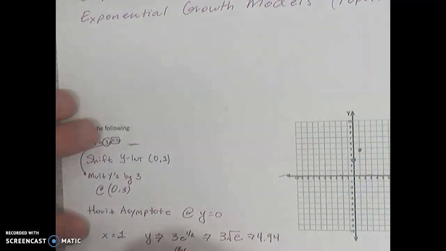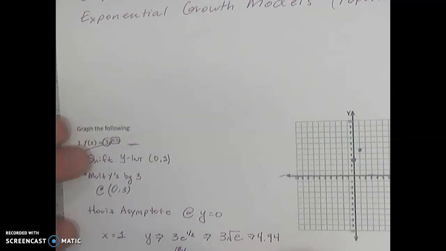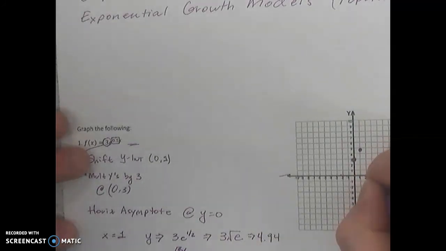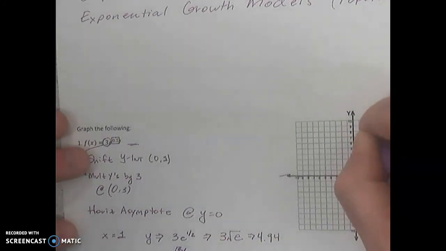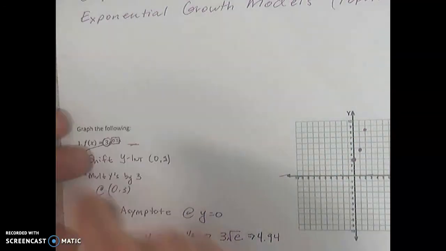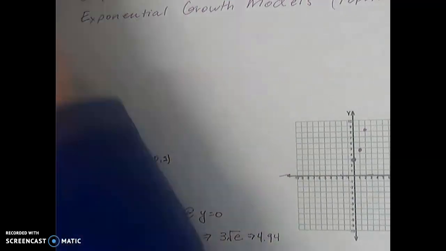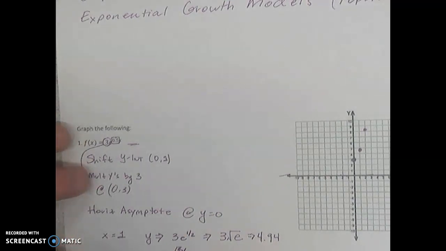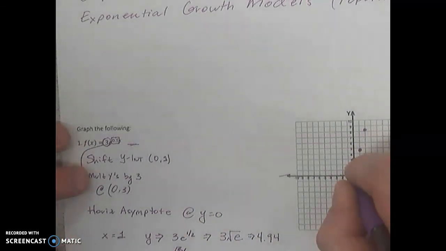At x equals 2, y would equal 3 times e. We put that into our calculator, we get 8.15. Then we'll plug in x equals -1. We get y equals 1.81. And we are done.